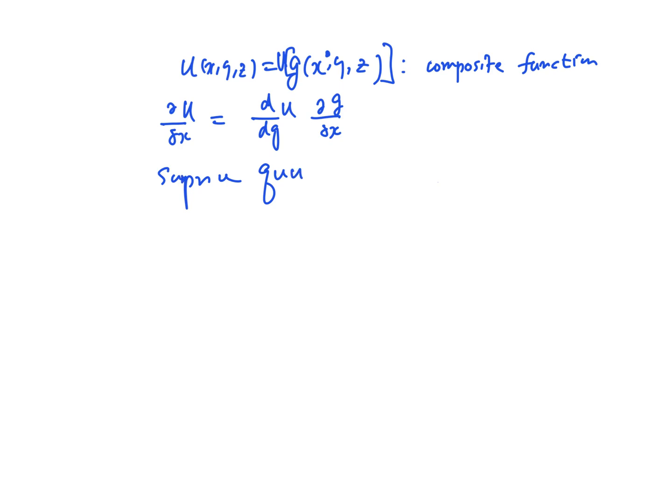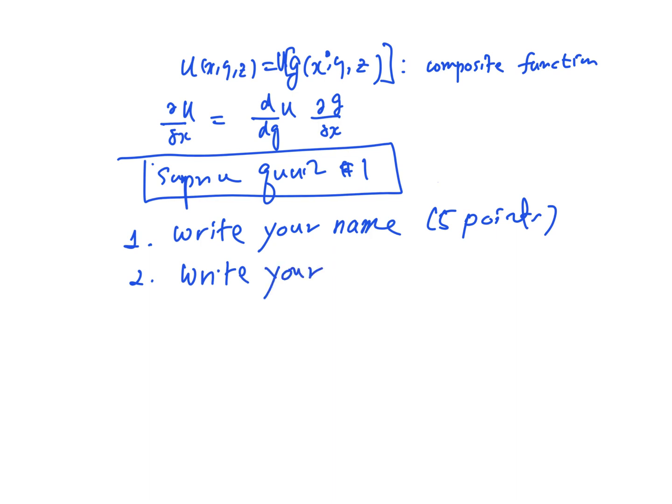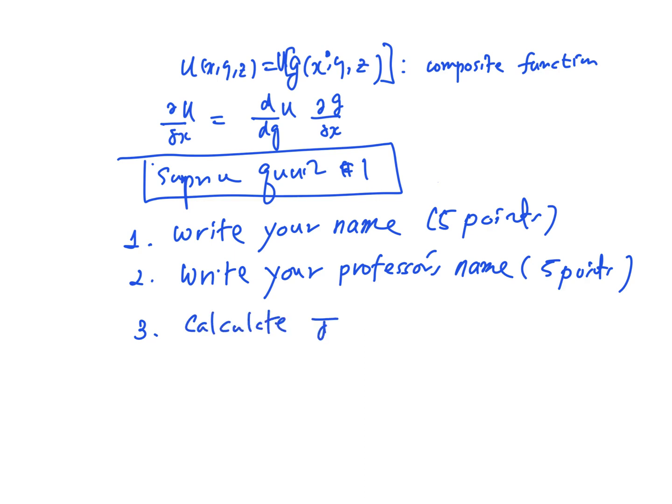Surprise. Number 1. Okay. Write your name. 5 points. To write my name. Another 5 points. Real quiz. Txt sin x. 5 points. Okay? So you will get 15 points extra. And I will give you 10 minutes.